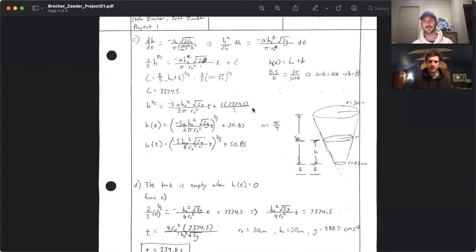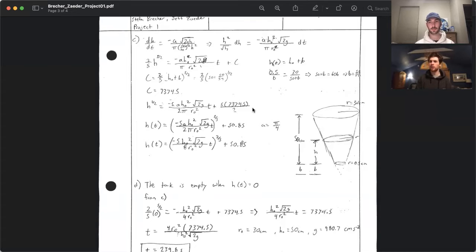So in part C, we were tasked with finding a height equation, or height with respect to time, as the cone flows out. So what we did is we had dh/dt, and using separation of variables, we were able to integrate. And to find this constant of integration, we knew that when time was equal to 0, it would be the total height of the cone. But we were not given the total height of the cone.